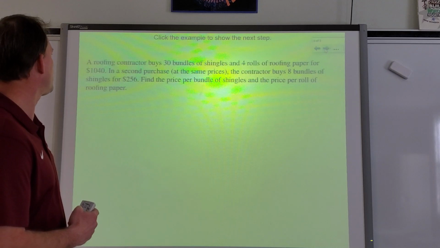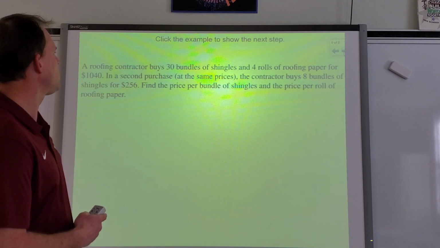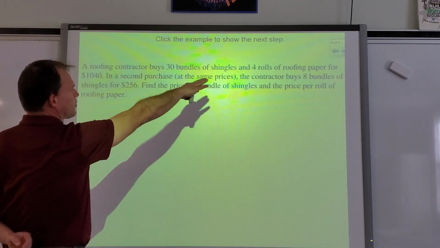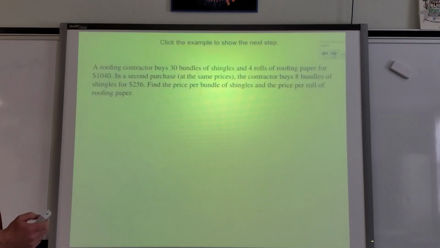So we've got a roofing contractor buys 30 bundles of shingles and 4 rolls of roofing paper for $1,040. And the second purchase at the same prices buys 8 bundles for $256. Find the price per bundle of shingles and the price per roll of roofing paper.